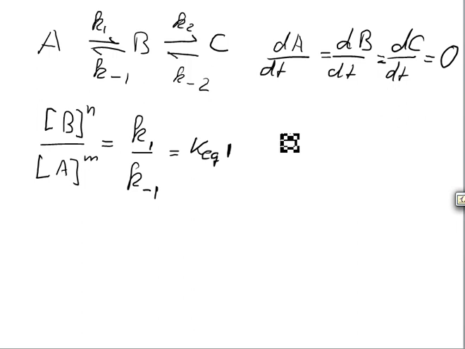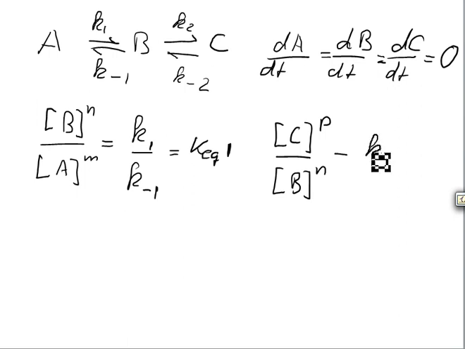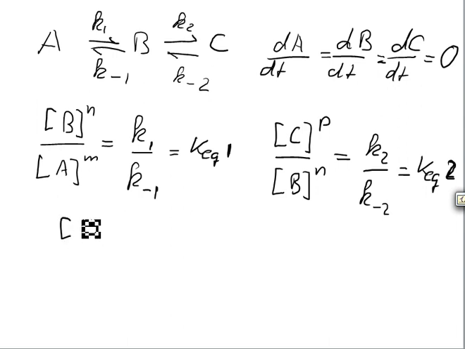We can also write down the equilibrium for the second part. We could have C to the power of p over B to the power of n. So that is this part here, and that would be k2 over k-2. And we can call this the equilibrium constant for the second part, k equilibrium 2. Now, what happens if we want to find the equilibrium for C to the power of p over A to the power of m? So the entire equilibrium for this reaction.